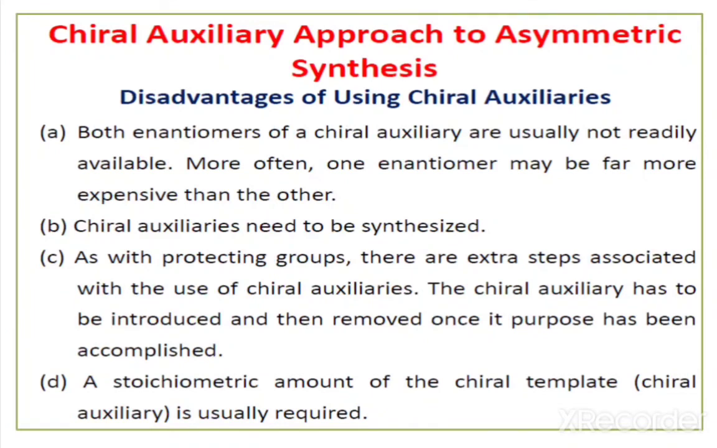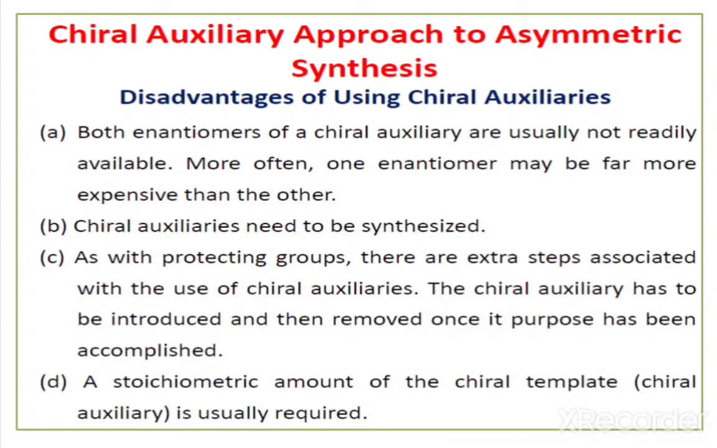Then the disadvantages of the chiral auxiliary. Both enantiomers of a chiral auxiliary are usually not readily available. So more often one enantiomer may be far more expensive than the other. The chiral auxiliary needs to be synthesized. This is actually a disadvantage. The chiral auxiliary needs to be synthesized.